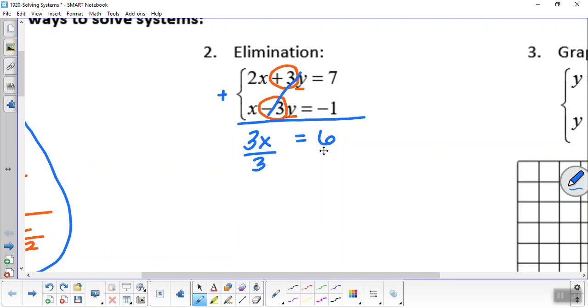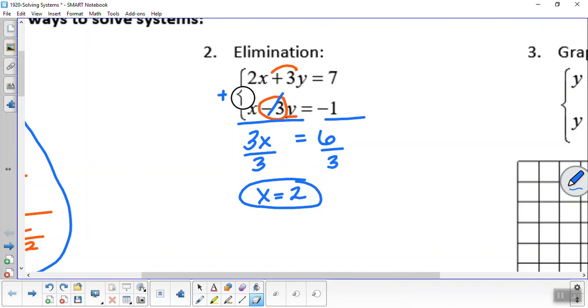Now we can divide by 3, and we get x to equal 2. Again, not my final answer, but it is important. Because now to find my final answer, I need to plug 2 back in for one of my original problems. So I'm going to erase everything I have up here so I can see my original problems. You don't have to erase it.